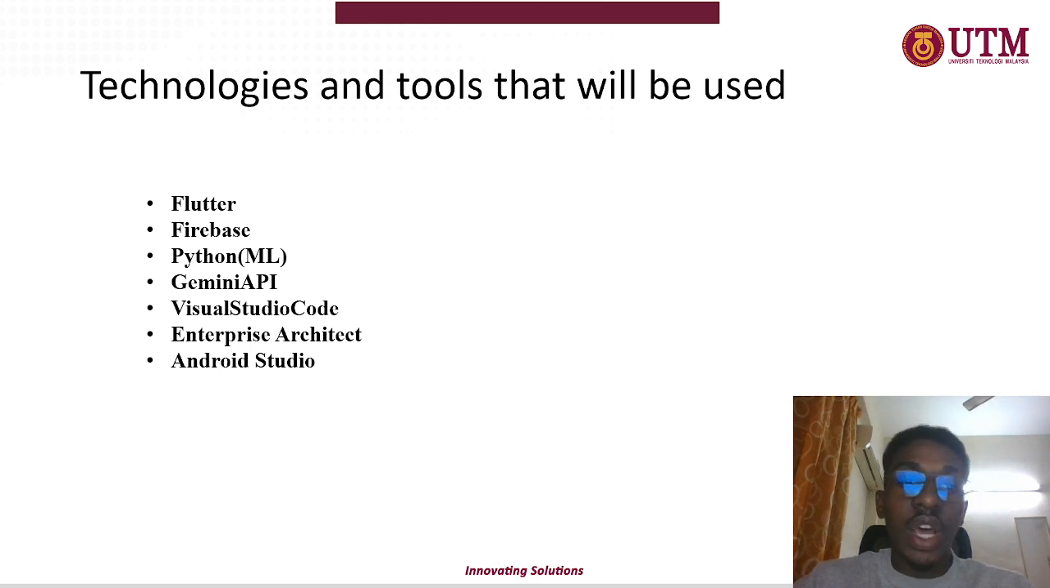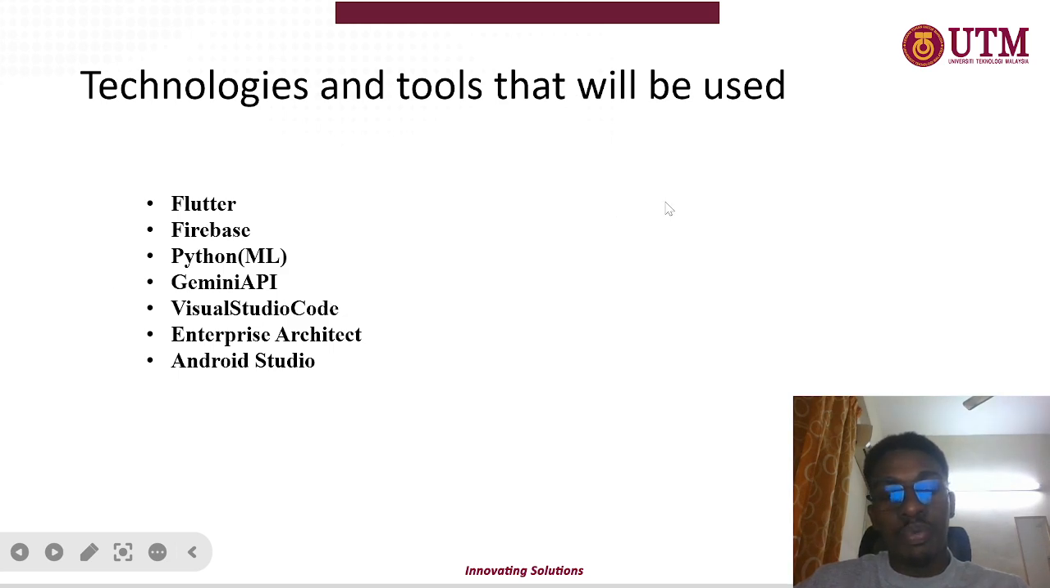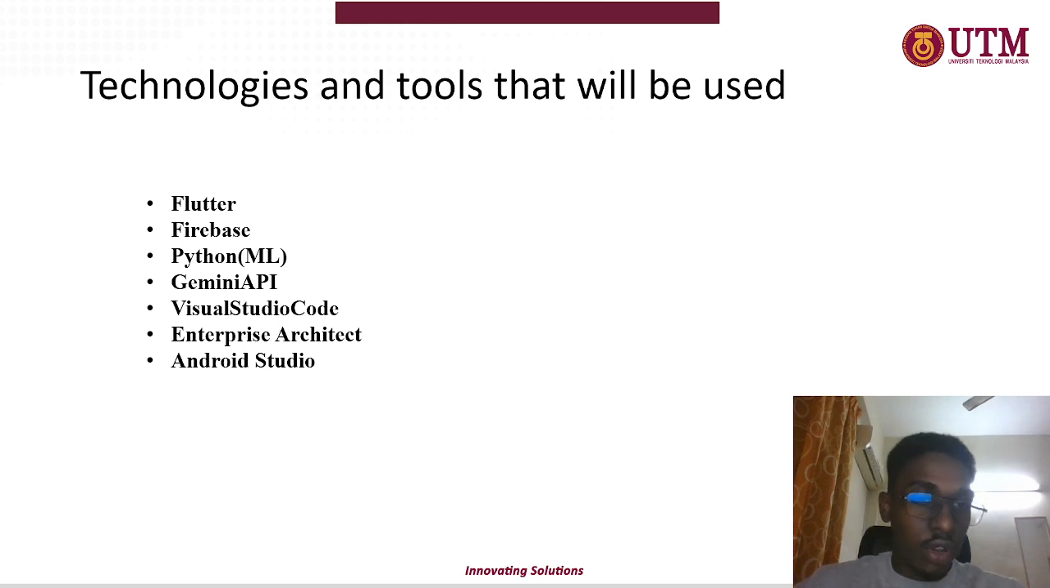And then Gemini API. Gemini API will be used to create habit recommendations. Based on the user habits, we can send a prompt to Gemini through the API, and Gemini can recommend new habits for the user. And Visual Studio Code is the software tool that will be used to develop the application. It is a text editor and will be used to write the code.